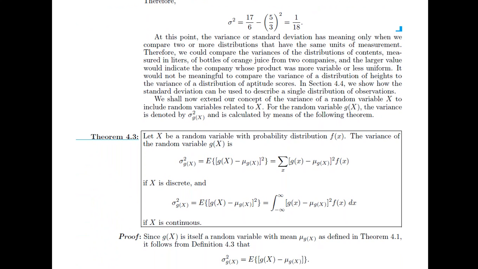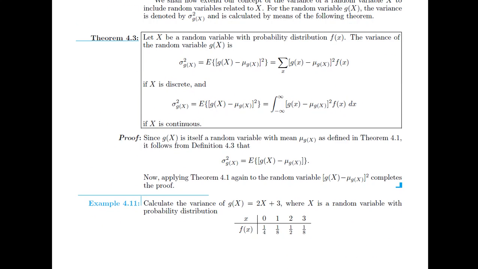In section 4.4 we show how the standard deviation can be used to describe a single distribution of observations. We shall now extend our concept of the variance of random variable x to include random variables related to x. For the random variable g of x, the variance is denoted by sigma square g of x and is calculated by means of the following theorem.